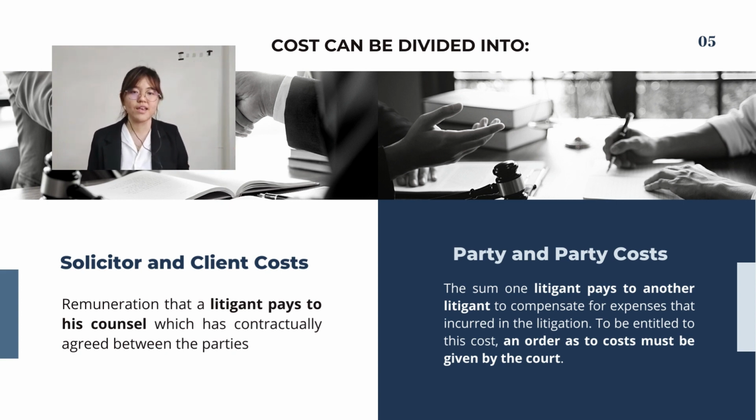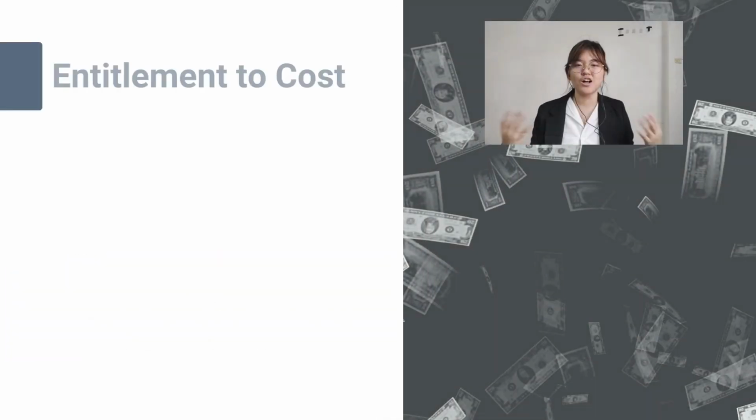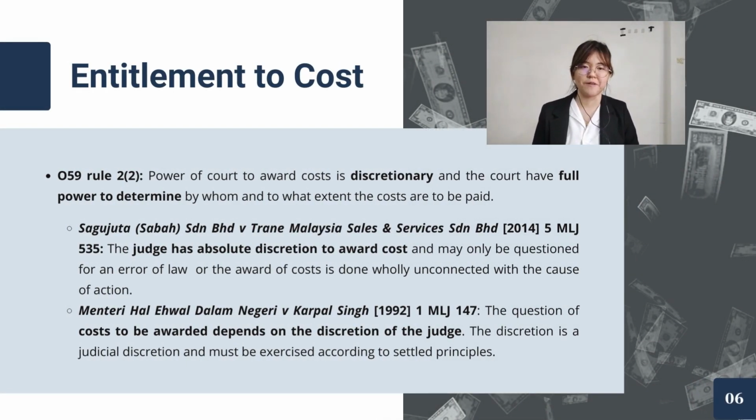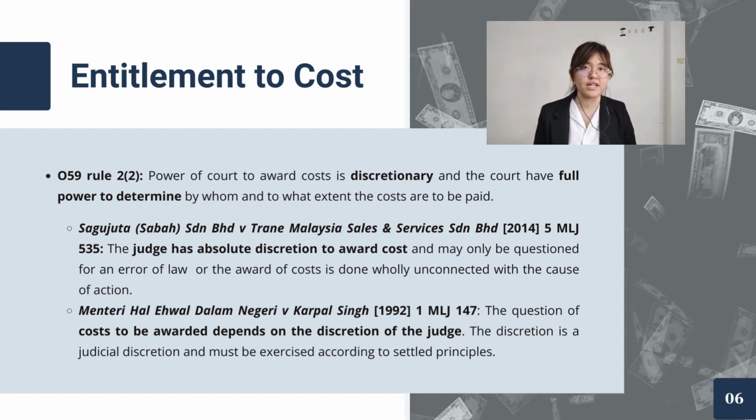The latter must be given by the court to compensate the other litigants for expenses that he had incurred in the litigation. According to Order 59 Rule 2 Sub 2, the power of court to award costs is discretionary and the court shall have full power to determine by whom and to what extent the costs are to be paid. It is clearly demonstrated in the case of Menteri Hal Ehwal Dalam Negeri versus Kapal Singh.